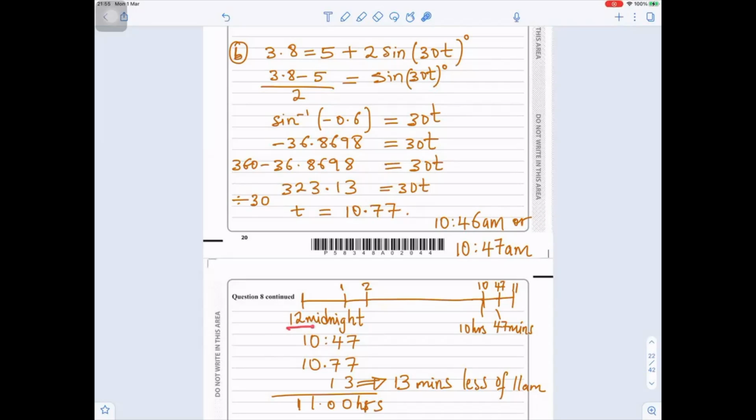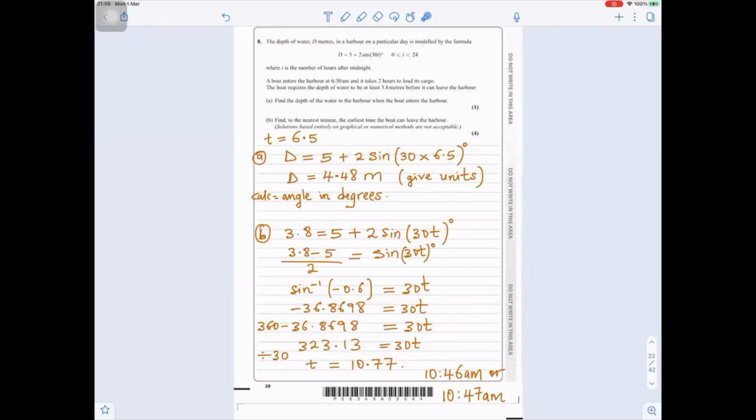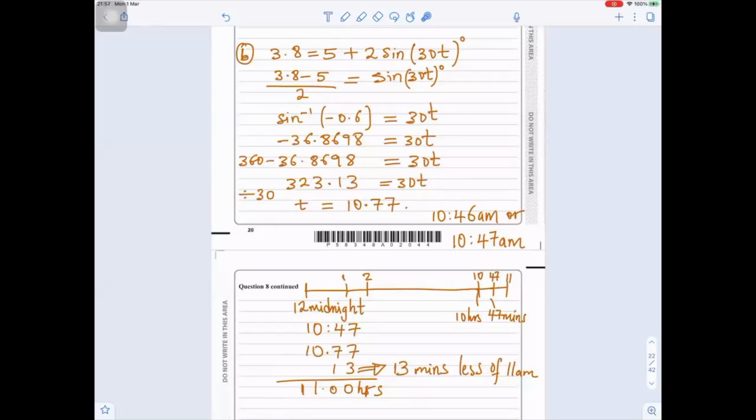So if we have, for example, 12 midnight, and we have 1, 2, and we get up to 10 in the morning, that gives us 10 hours. And then 10.77 hours, so we will have 13 minutes less of 11 a.m. That's question 8. And the final part of question 8.